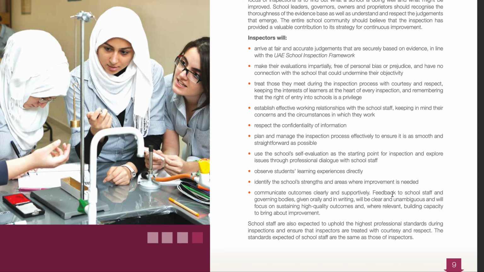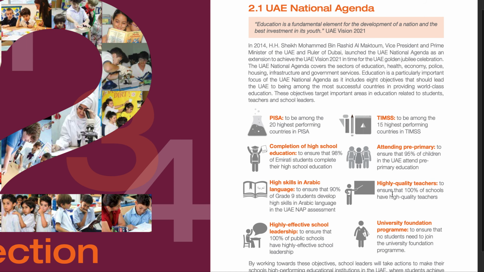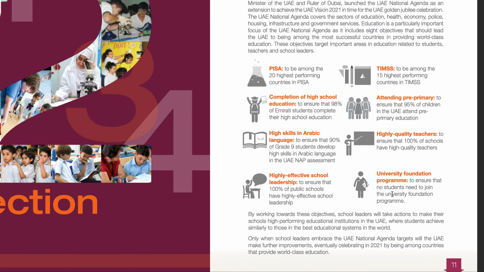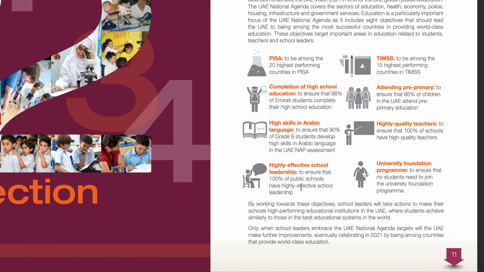This is an important section because it highlights the UAE national agenda, and as you can see, it highlights the eight pillars of the agenda: PISA, TIMSS, the completion of high school education, attending pre-primary, high skills in Arabic language, high quality teachers, highly effective school leadership, and university foundation programs.